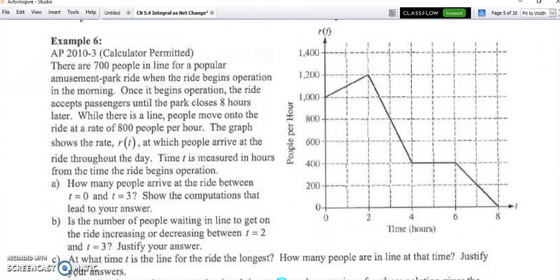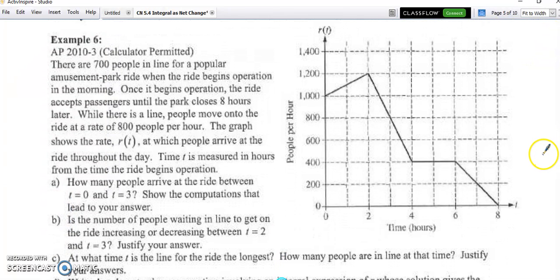So let's take a look at example 6. And again, we're going back to this idea where I'm giving you a graph. I will take a look at the graph and we'll see how that is coming into play in this one. So let's read through the problem together and then you're going to try it. All right, so we have 700 people in line for this ride when the ride begins. I'm going to highlight that because that's an initial value. So they're telling me how many I have to start with. Once the ride begins operation, it's going to accept passengers until the park closes 8 hours later. So there's an interval of time, 0 to 8 hours.